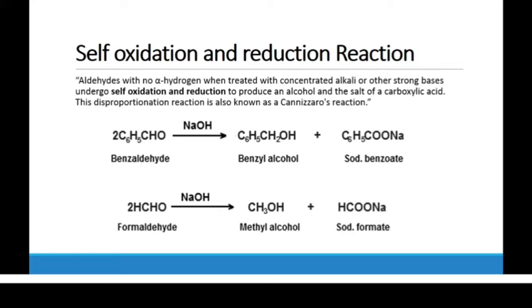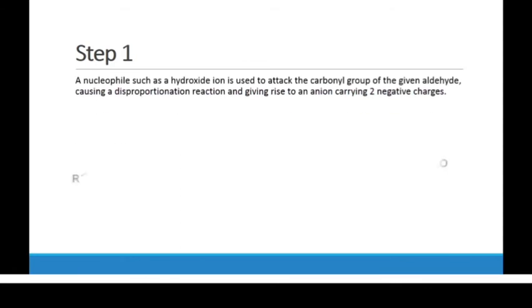But you have to remember, if we are using concentrated alkali or other strong bases, we will have the salt of that carboxylic acid. This you have to remember. But if we don't have the concentrated alkali or strong base, we will not have sodium benzoate or sodium formate or the salt of that carboxylic acid. So we will move forward to our first step.